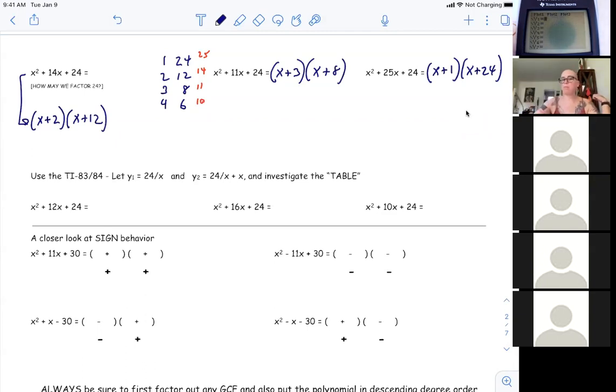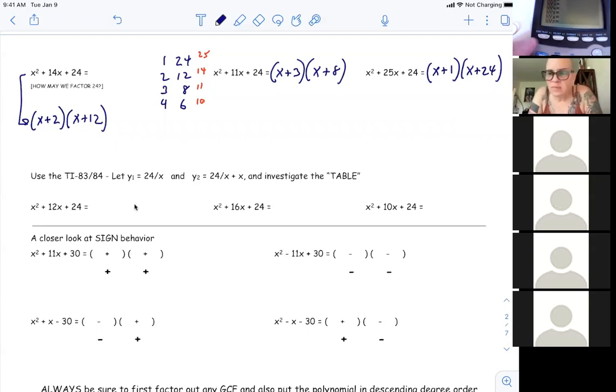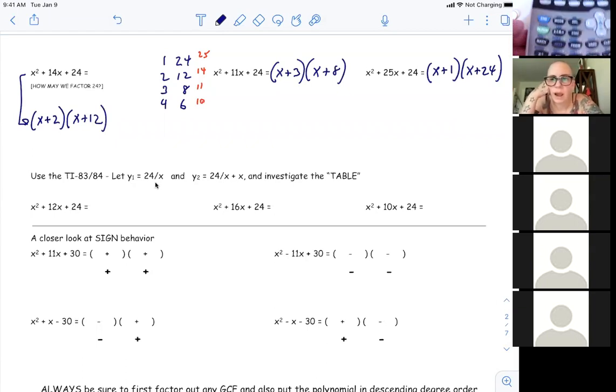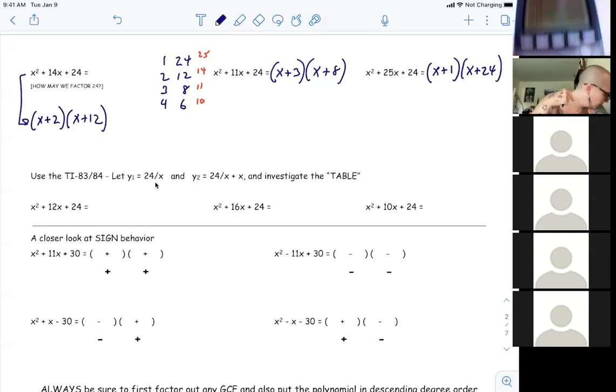So here's a trick. You push your equation editor button, which is this y equals button, and you make an equation simply whatever the number is that you're trying to multiply and get. In this case, it is 24. Make the first equation 24 divided by x. And if you haven't used the calculator much, the x key is right here. So I type in 24 divided by x.